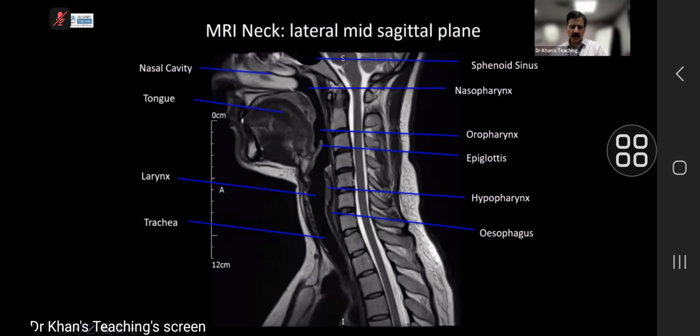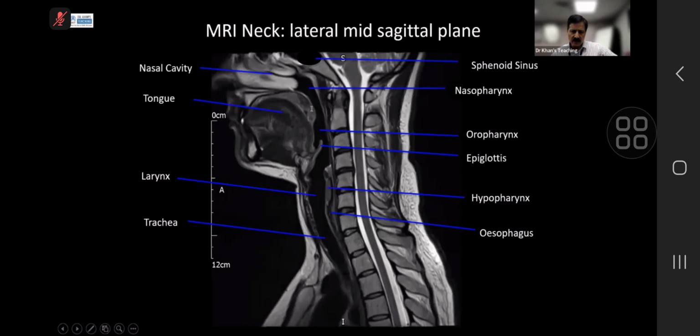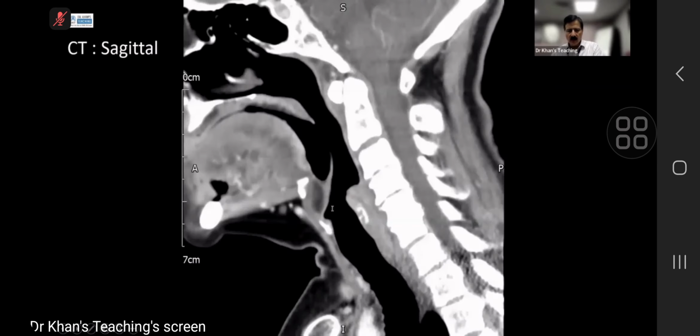So this is an MR, a sagittal MR, which tells you that this is the epiglottis. This is the hard palate. This is the soft palate. Of course the soft palate, because it dangles like this. Otherwise, if you draw a line like this, superior to that will be the nasopharynx. From here till here will be the oropharynx, and from here downwards will be the hypopharynx.